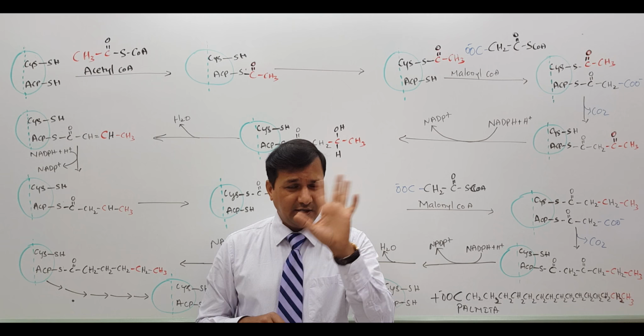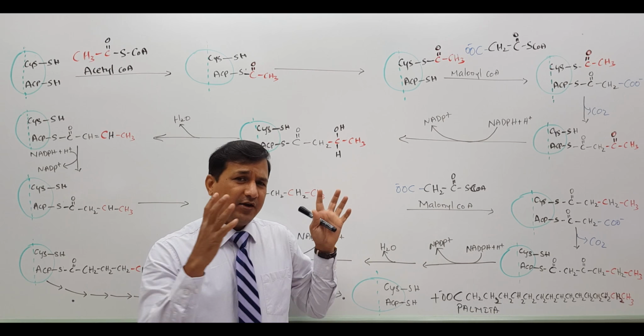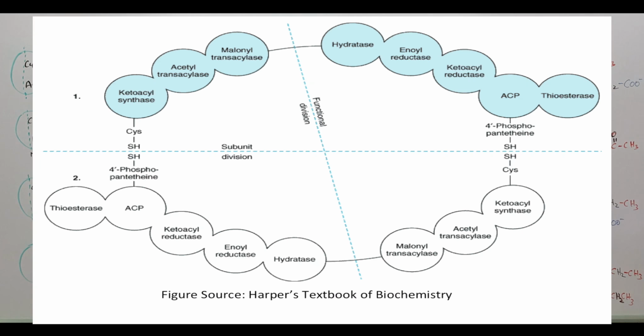Now, the fatty acid synthase complex is a multi-enzyme complex. It has got 16 subunits. So, what are those subunits? I have given you the figure here. As shown in the figure, there are 16 subunits. In that, 14 subunits are enzyme subunits, and there are 2 ACP molecules, that is acyl carrier protein.